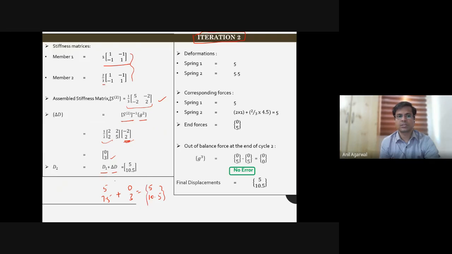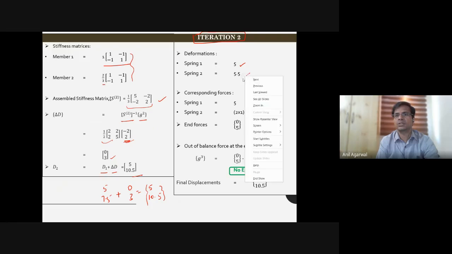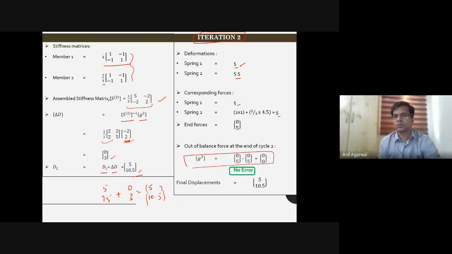Right? So this is the second iteration, total deflection. I can calculate the internal deformations in each spring. For 5 deflection, deformation is 5. For 10.5 deflection, the deformation is 5.5, obviously. And then the forces can be calculated. The forces are calculated 5, 5. You will see that now it is balancing the forces perfectly well. Okay, so there is no error, and the final deflection is what you had calculated here, 5, 10.5.